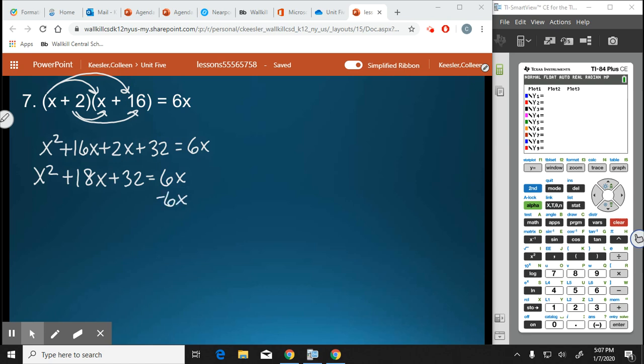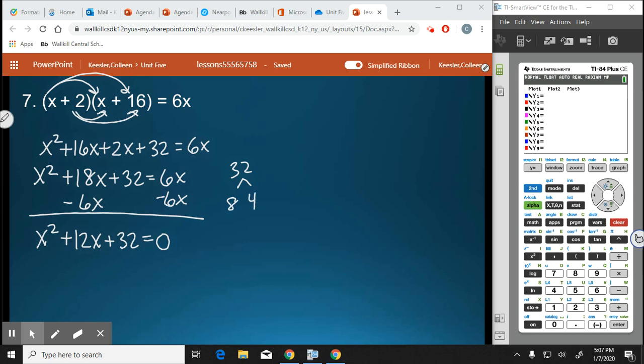Subtract that 6x. Set it equal to 0. X squared plus 12x plus 32 equals 0. And now we can factor by grouping. So 32 is my product, and I need factors of 32 that add up to 12. Hopefully 8 and 4 are coming to mind. So x squared plus 8x plus 4x plus 32 equals 0.